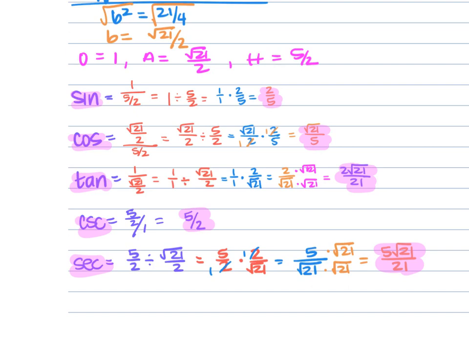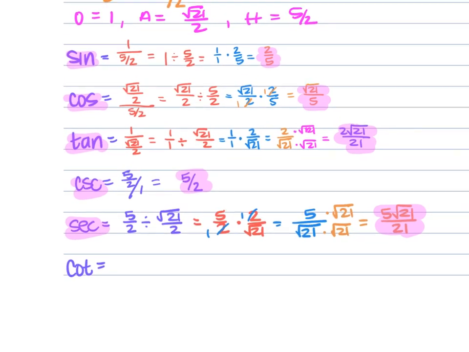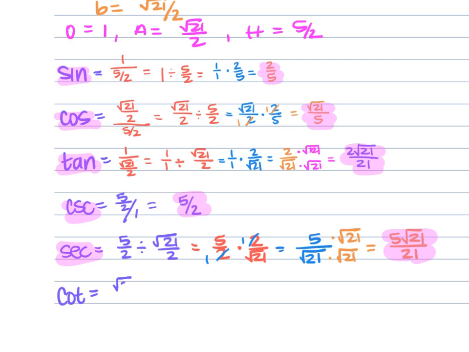And for our reciprocal for tangent, we have cotangent, which is going to give us adjacent over opposite. So adjacent is the square root of 21 over 2 over opposite, which is 1. So it's just the square root of 21 over 2.